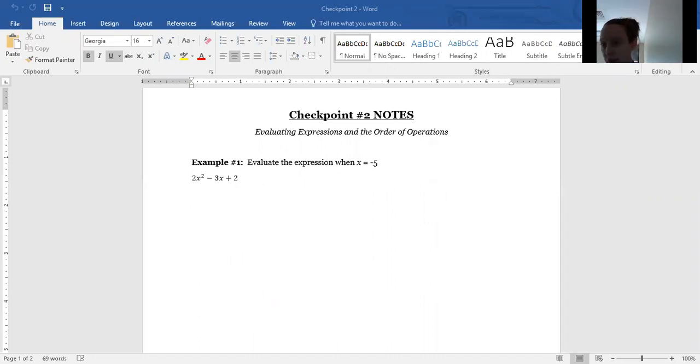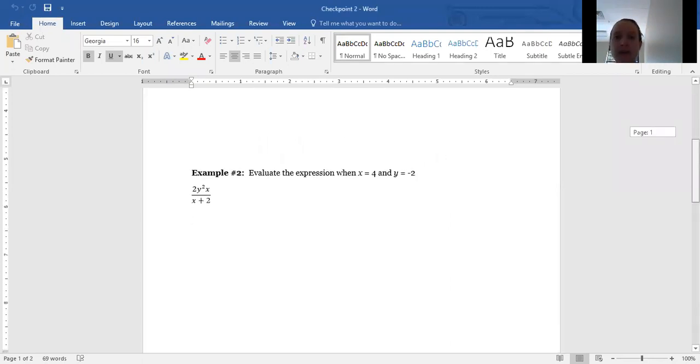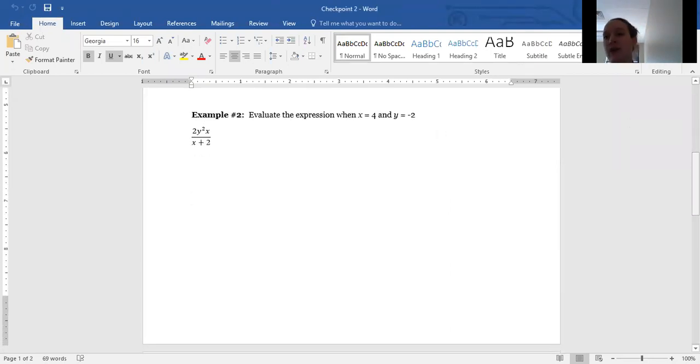All right, let's scroll down and take a look at example number 2. Oh, look at example 2. That is such a nice question. We've got a lot going on here, so let's see what we can figure out. But this time I have 2 variables, X and Y. Well, it's going to be the same process. Take your time and write it out.